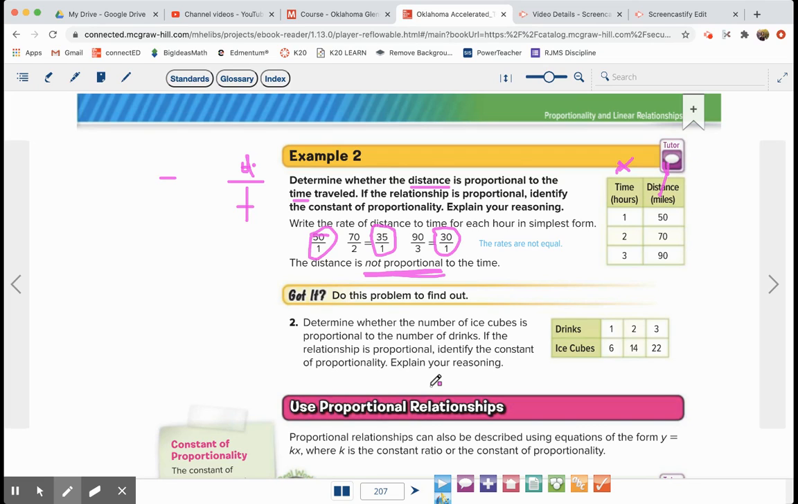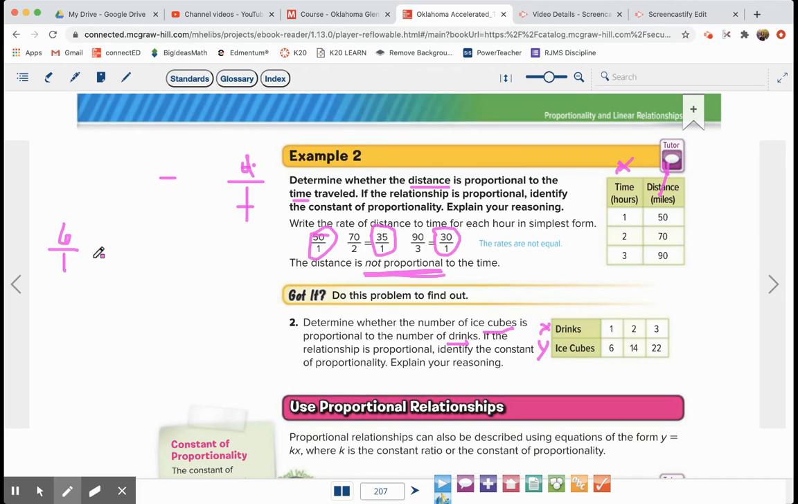Okay, so determine whether the number of ice cubes is proportional to the number of drinks. If the relationship is proportional, identify your constant and explain your reasoning. So remember, when they're written like this, your x is first, then y. They also tell you, because they're always going to tell you y over x. So they said ice cubes to drinks. So y over x. So we have 6 over 1.